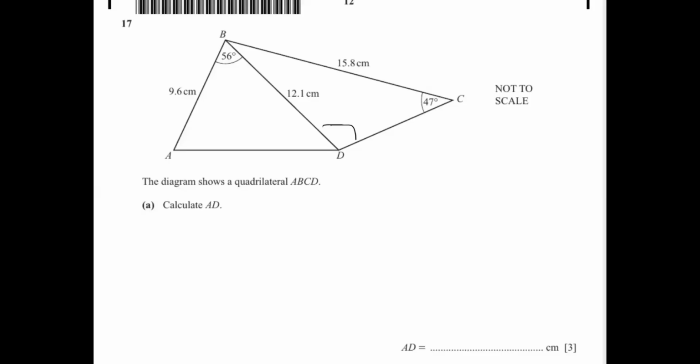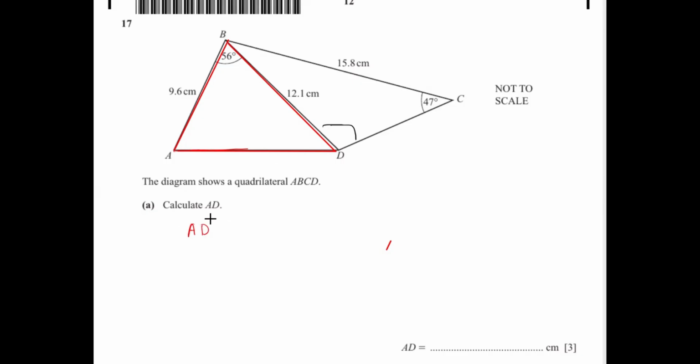Question 17. The diagram shows a quadrilateral ABCD. Calculate length AD. Look here, this is the length AD. This length AD lies in the triangle ABD. In this triangle, two sides and the angle between them is given. Therefore, to calculate the length AD, we will use the cosine formula.